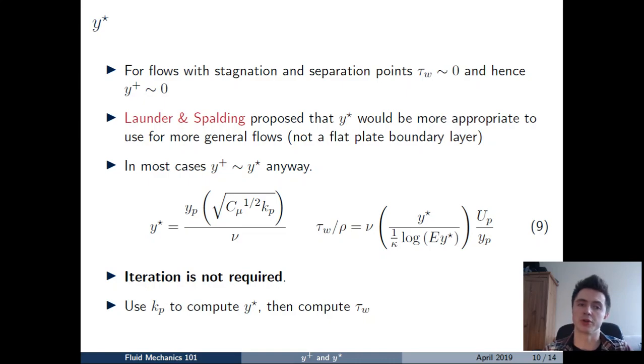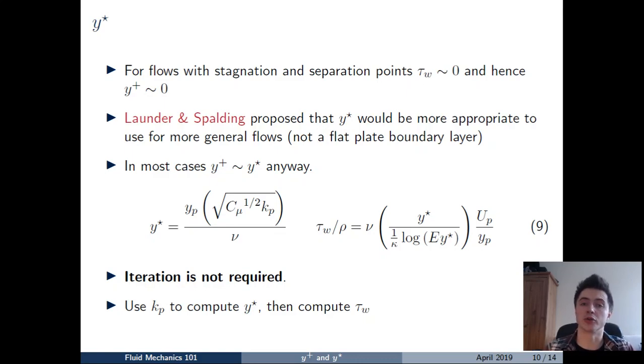And what happened was Launder and Spalding proposed that instead of using yPlus as our metric for the dimensionless distance normal to the wall, we could use y star instead, where y star is dependent on the square root of the turbulent kinetic energy. And of course the reason for this was, even though those original experiments were done essentially on a flat plate boundary layer where we weren't going to be finding any separation or stagnation points, for more general flow conditions that we want to use our CFD codes for, these situations are quite probable.